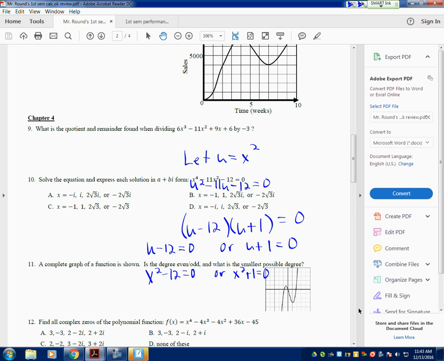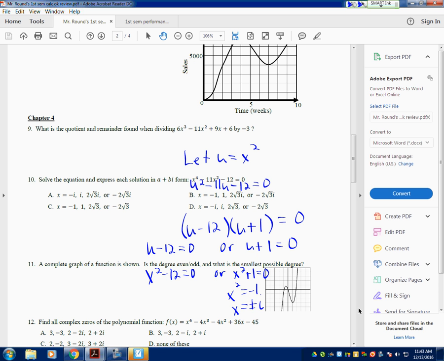Now we can see where these solutions come from. The one on the right here is fairly easy. X squared equals negative 1. What does x equal? Plus or minus i. Square root of negative 1 is i. So plus or minus i.